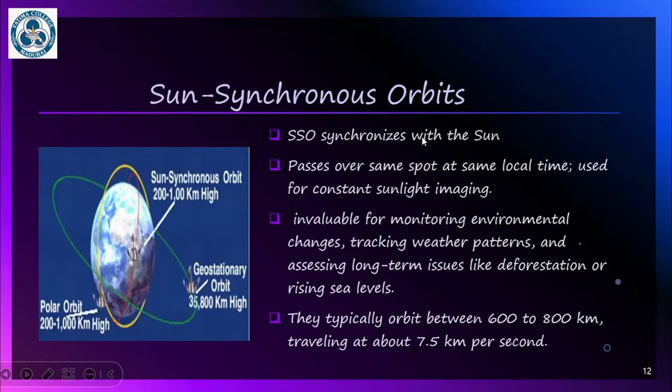Next is Sun Synchronous Orbit, or SSO. This is a special type of near polar orbit where the satellite passes over the same region at the same local solar time each day. Why is that valuable? Because lighting conditions stay consistent. So images taken today and images taken months later can be compared more reliably. That's why SSO is widely used for monitoring deforestation, sea level changes, and long-term environmental trends. The slide notes that SSO satellites typically orbit at about 600 to 800 km, moving at around 7.5 km per second.